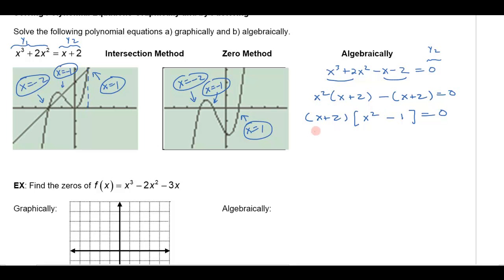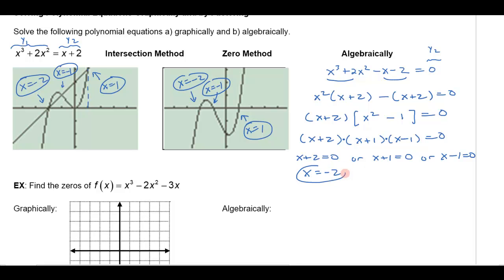And then notice I can factor this a little further. That's the difference of squares. That's x plus 1, x minus 1. And then using the principle of zero products, if I multiply three numbers together to get 0, one of them must be 0. So either the x plus 2 is 0, or the x plus 1 is 0, or the x minus 1 is 0. And that's going to give me my same solutions, right? If I solve this, I get x equals -2. This will give me x equals -1, and this will give me x equals +1.